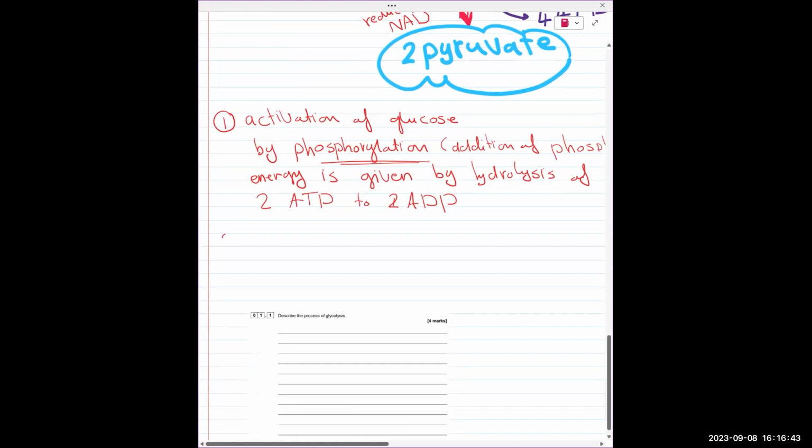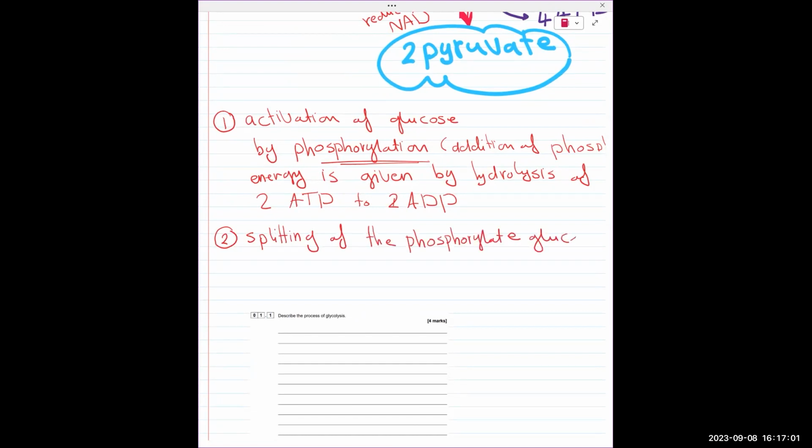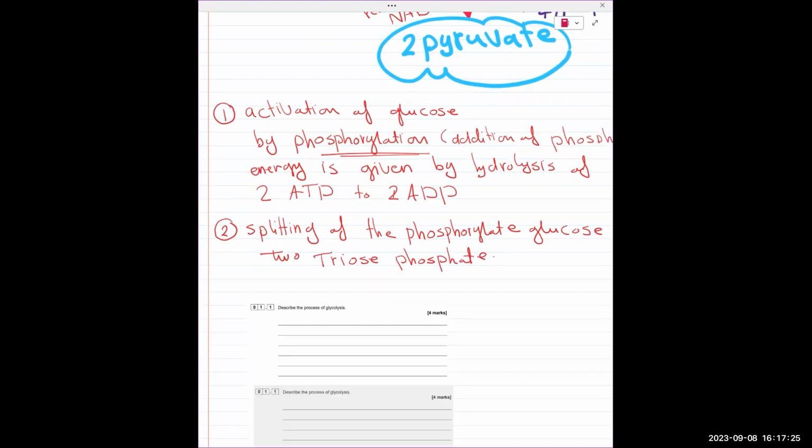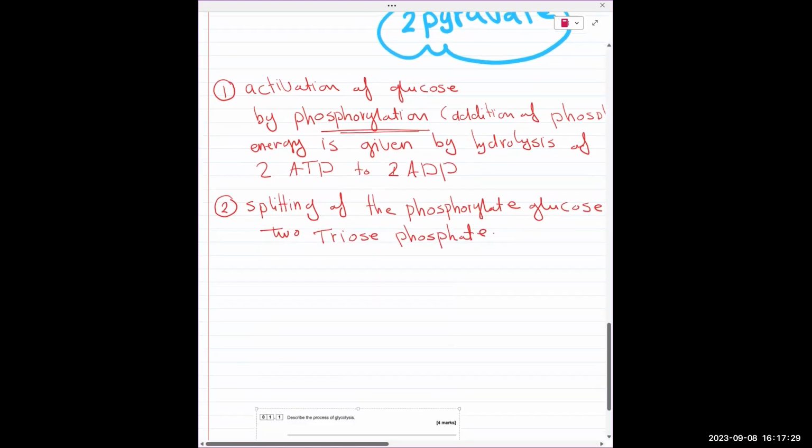Next step, as you said, Mariam, is splitting of the phosphorylated glucose. It's split into 2 equal parts. It has 6 carbons. If it's split into 2 equal parts, it will give me 2 3-carbon sugars, which are called triose phosphate. Then the last point, which is oxidation of the triose phosphate.